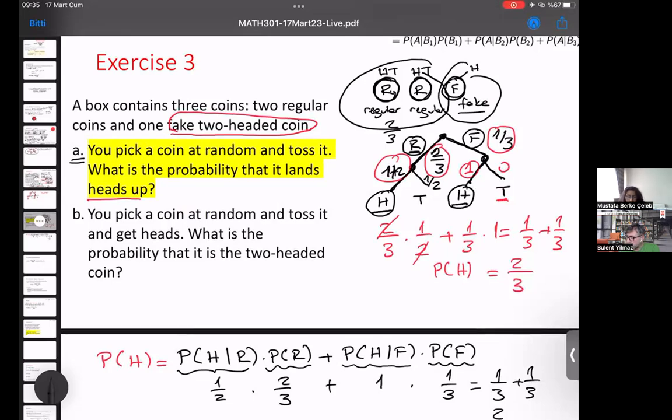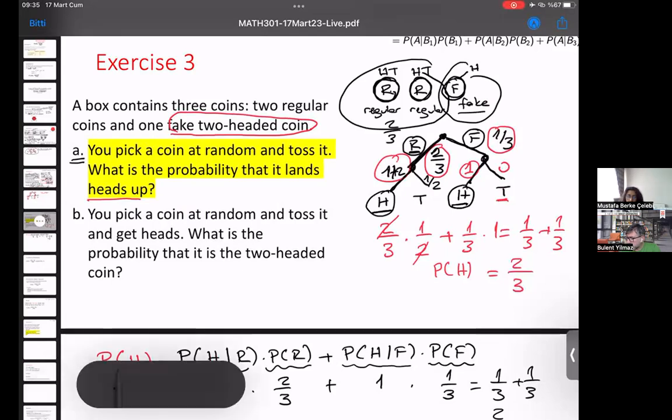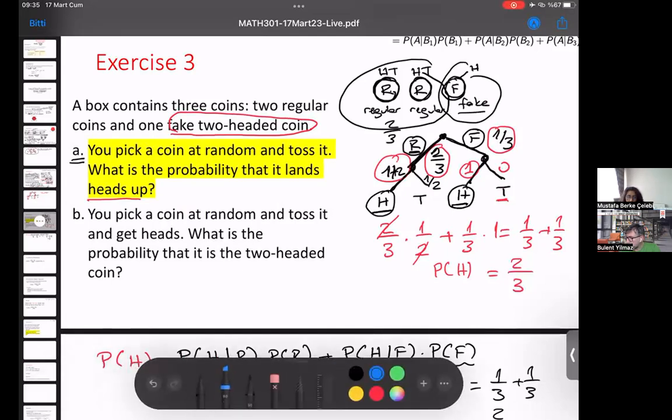I go with this tree, with this branch, okay? So it's going to be this branch, 2 over 3 times 1 over 2. Another branch, if it is fake, should go with this line. It's 1 over 3 times 1. So then totally, it's 2 over 3.